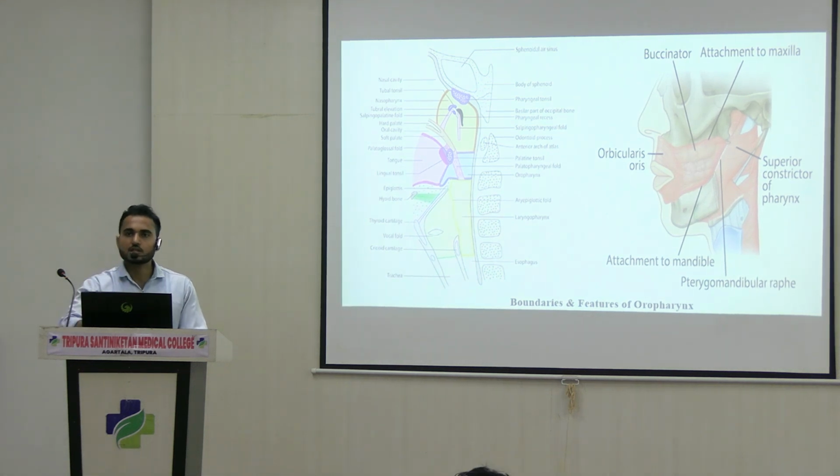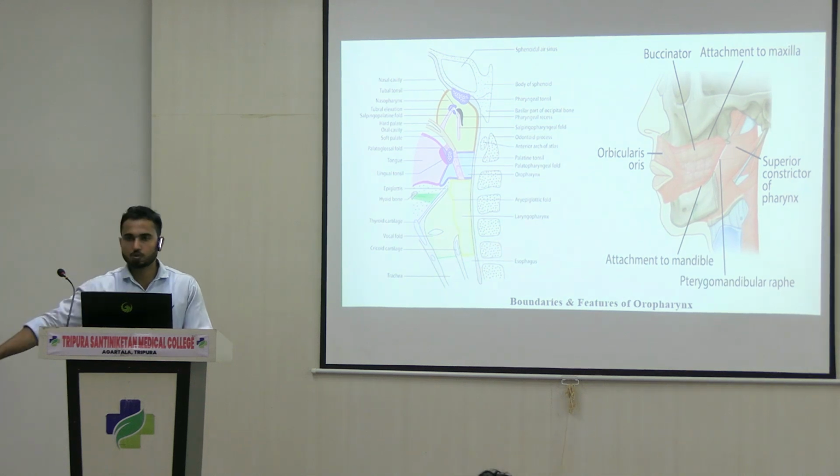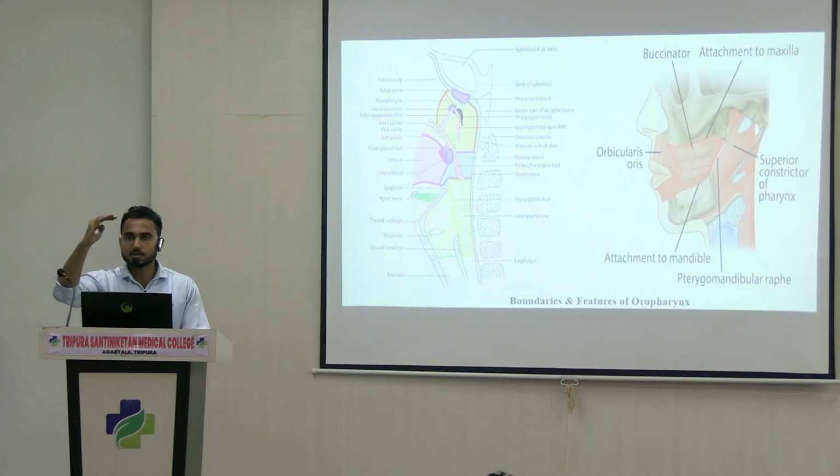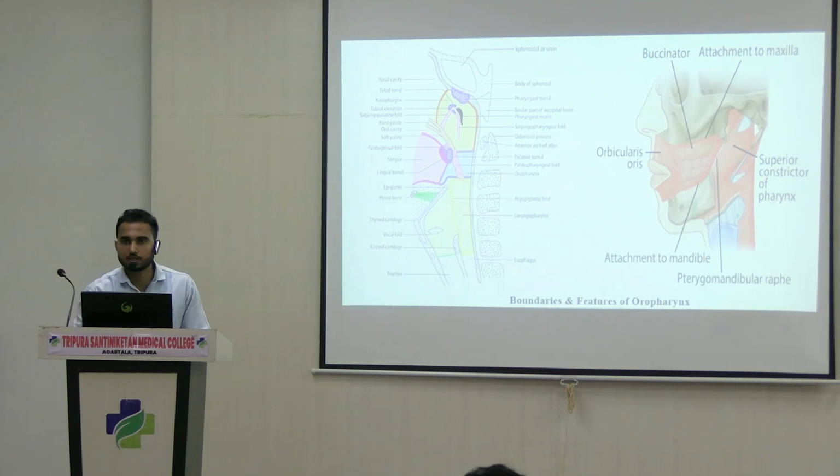If there is a roof, then what will be below? Floor. This is the roof. This is the floor. So if the roof is formed, then the floor will also be there opposite.